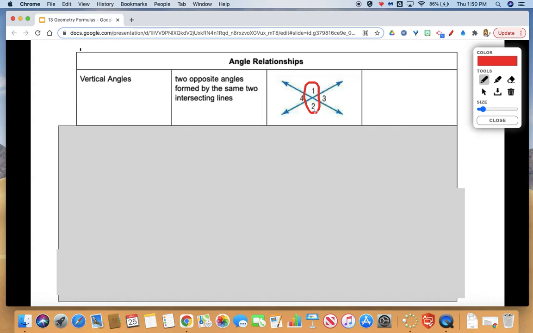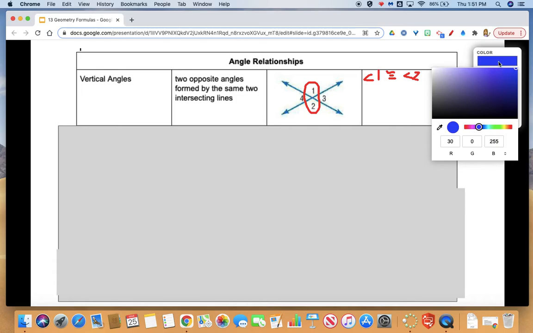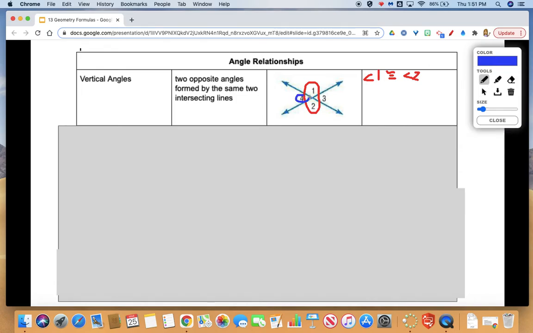1 and 2 are vertical angles. That means they share the same angle measurement. So angle 1 is congruent to angle 2. If angle 1 was 105 degrees, that means angle 2 would be 105 degrees because they are vertical angles. What other set of vertical angles do you see in that picture? 3 and 4. So the measure of angle 3 is going to be congruent to the measure of angle 4.